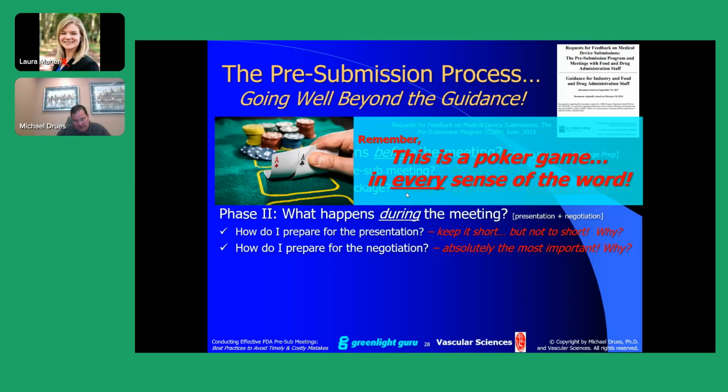And then the third set of cards that I keep in my pocket, and those cards stay in my pocket forever. I cannot play them even if I wanted to. Like, for example, let's say that the technology does not exist to do a particular test, or let's say that the company doesn't have the resources to do a larger clinical trial or something like that. Those are cards that I keep in my pocket that I never play because I can't. So when I say that this is a poker game, I mean that in every sense of the word. In order to have a successful pre-sub, you've really got to spend time negotiating.